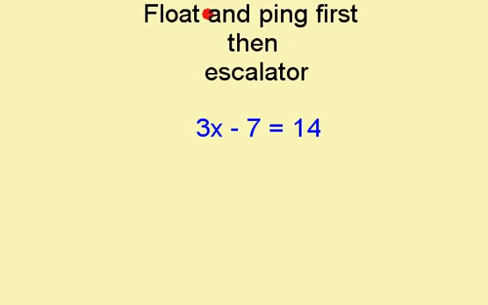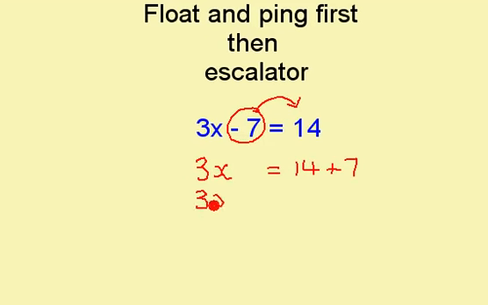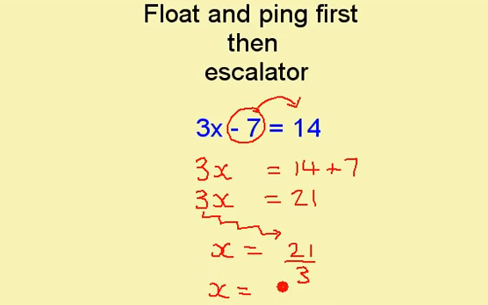So we start with float and ping. The float and ping bit is the minus 7. That floats over the equal sign and pings to plus 7. So I've got 3x equals 14 plus 7, and if I work that bit out, it gives me 21. That's the first stage complete. I now need to do escalator. The 3 goes down the escalator, so I've got x equals 21 over 3, and 21 divided by 3 gives me 7, so x equals 7.